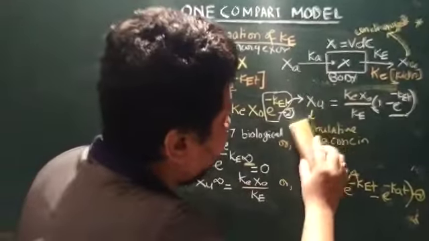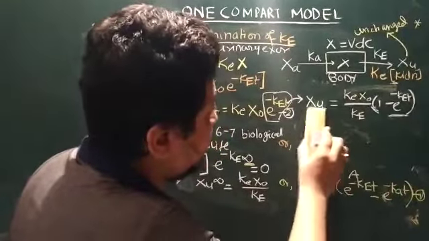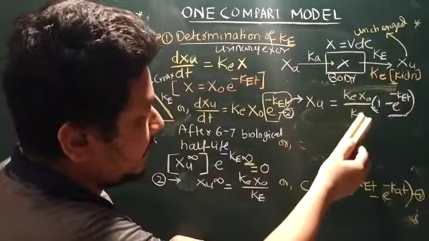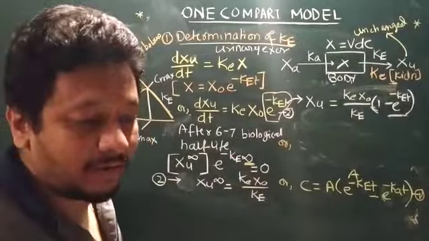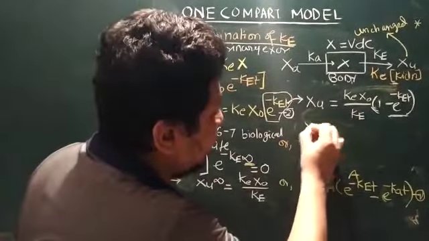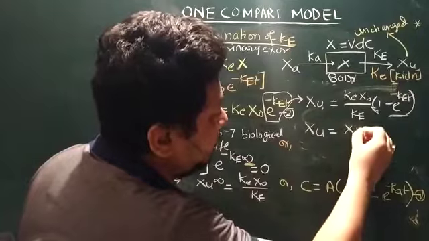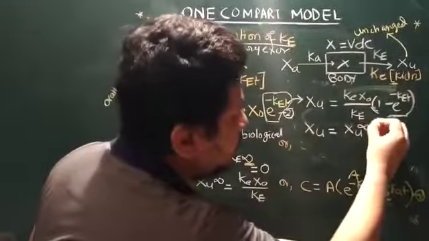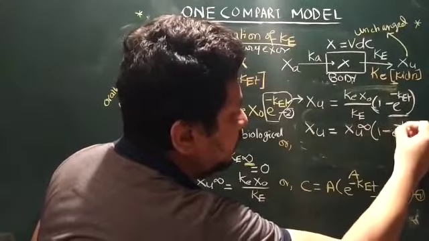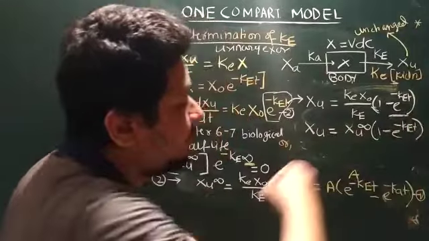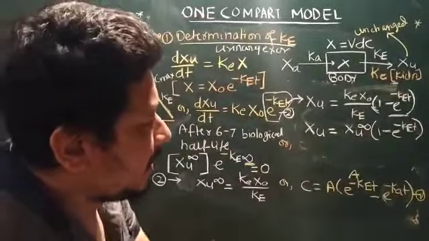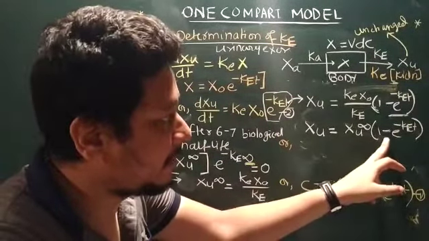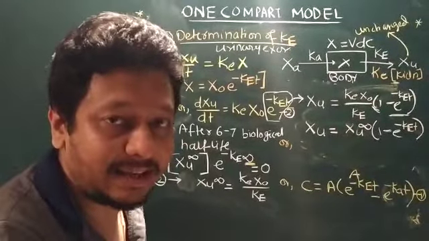Now, can I substitute in this particular equation: this Ke into X naught upon Ke is equal to XU infinity. Of course, I can write XU is equal to XU infinity into 1 minus e raised to minus Ket. Now, this is almost like a steady state kind of equation, C is equal to Css into 1 minus e raised to minus Ket, this kind of equation.